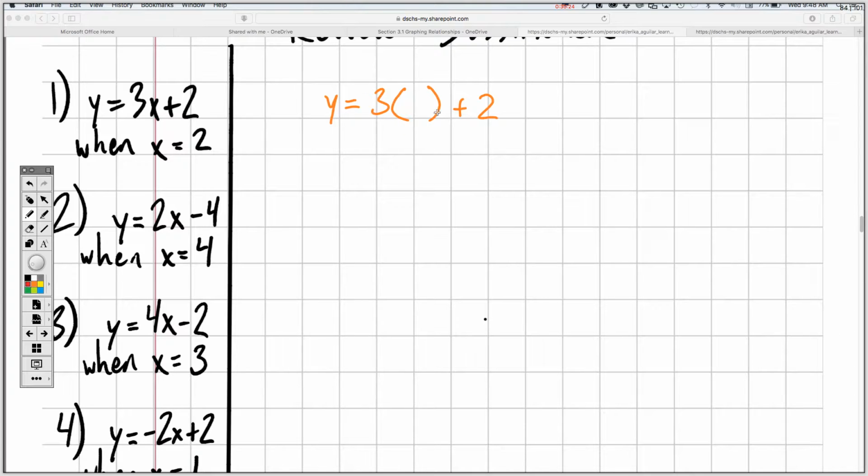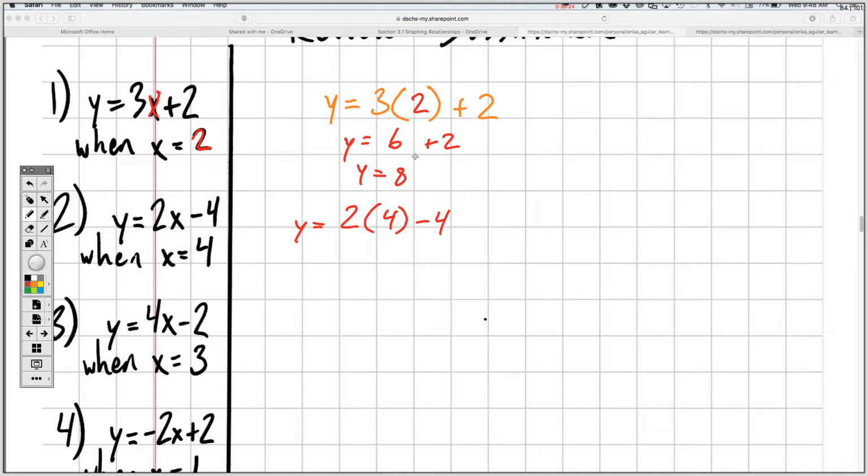Marticela, what should I put in the parentheses? Two. Good. So you got that from right here. There's a 2. I saw an x right here. Since x is equal to 2, I just plug it in. The way you guys should approach this is always put parentheses first. That protects your operations from staying the same. So add parentheses, take away the variable, plug in. 3 times 2 is 6, 6 plus 2, y equals 8.